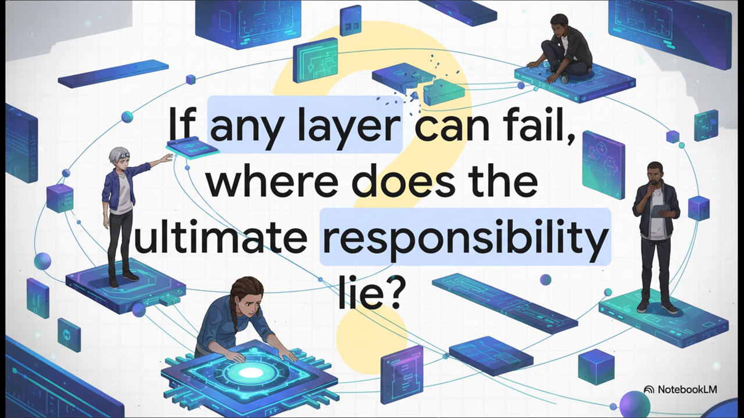This whole layered reality, where one weak link can break the whole chain, it leaves us with a really critical question we have to ask ourselves about any system we're looking at. If any single one of these layers can fail, where does the real responsibility for keeping our data safe actually lie?